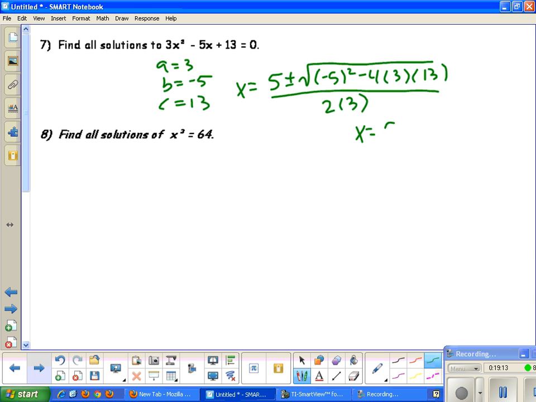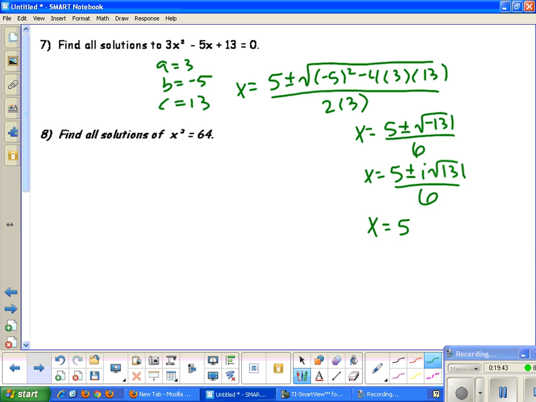x is equal to 5 plus or minus root negative 131 over 6, which means our two solutions are imaginary. So we can write this in complex number form, which would be 5 plus or minus i root 131 over 6. That means if we were to graph this, you would not see the x-intercepts because they are imaginary. And if we write this in correct standard form, this would be 5 over 6 plus or minus i root 131 over 6. And remember, that means we have both the plus and the minus for our answers. So these would be our solutions.